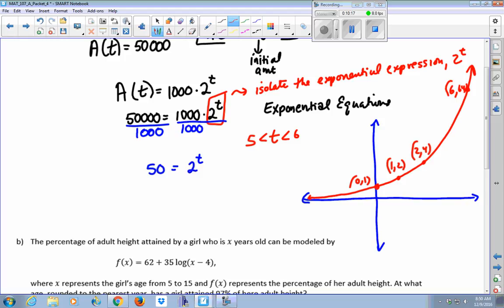But guess what? Our calculator doesn't give us log base 2, right? It only gives us log base 10, which is called the common log, and the natural log. So just like with the equation that preceded this, whatever you do to one side of the equation, you do to the other. So I'm going to take the log of both sides, and it doesn't matter which log I take.